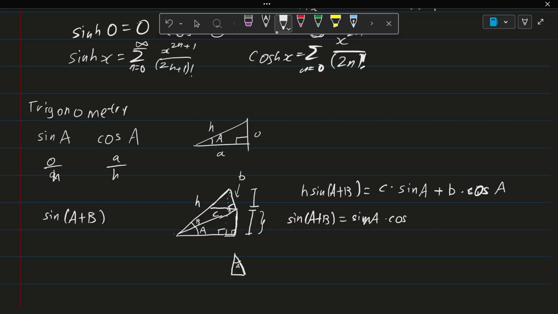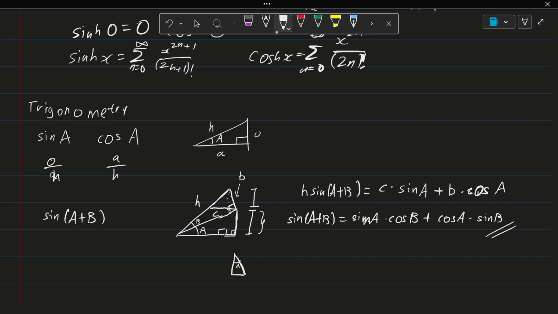times cosine b plus cosine a times, what's the b here? No, sorry, what's b over h? b over h is the opposite over hypotenuse. So that means this is sine b. And there you have it. That's sine of a plus b. So that's the first thing for us to develop.